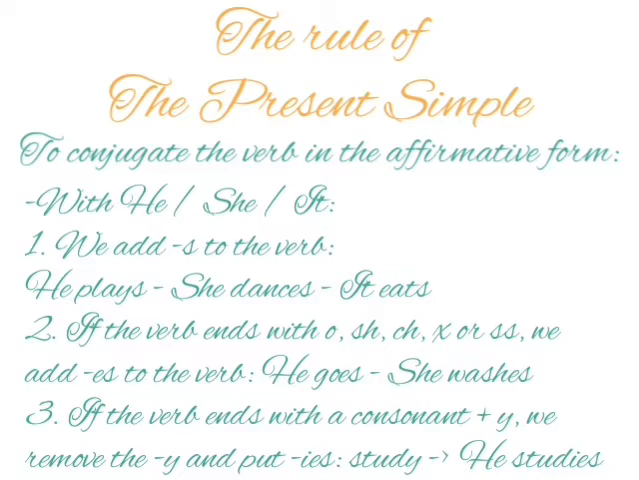But if the verb ends with o, sh, ch, x, or ss, with the pronouns he, she, it, we add es to the verb. Go, he goes. Wash, she washes. And if the verb ends with a consonant plus y, we remove the y and put ies. Study, he studies.